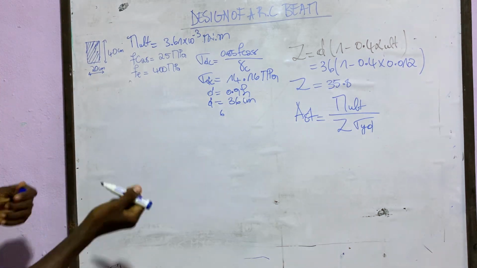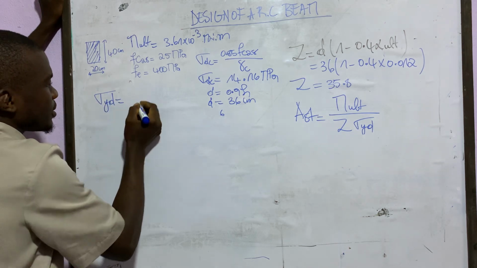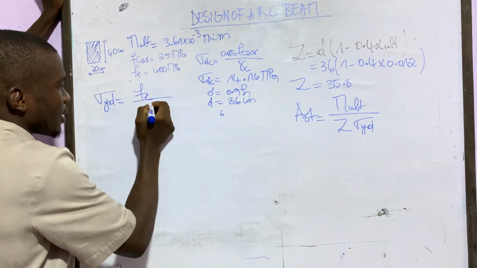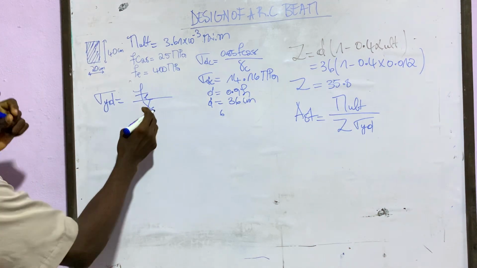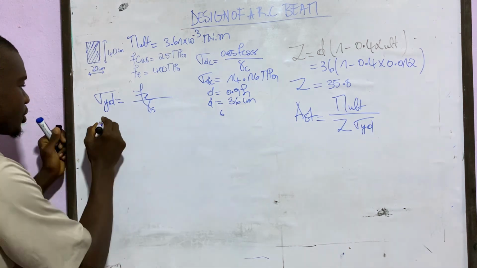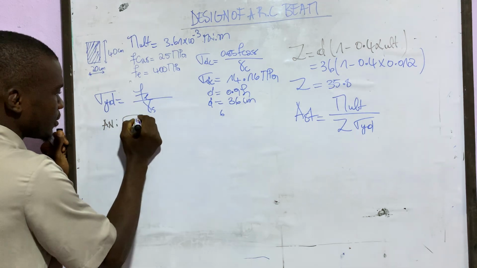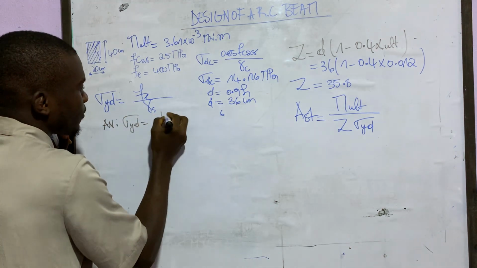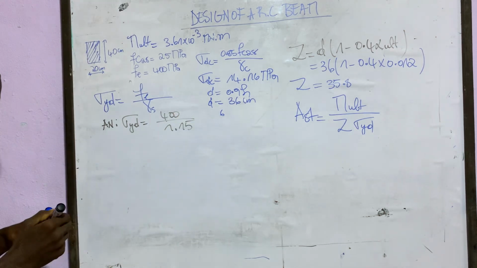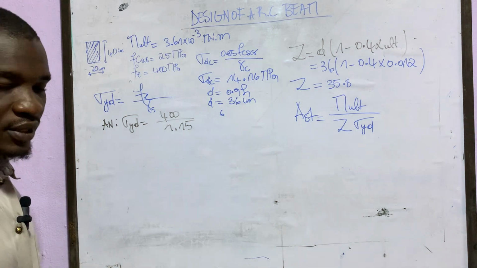Why erasing? Now you can say that the design strength of our steel is equal to what? The elastic strength of our steel, that's 400 megapascal, divided by gamma s, which is the coefficient of safety of the steel. In numerical application, we'll have design strength of the steel equal to 400 megapascal divided by 1.15. The coefficient of safety here is equal to 1.15 for the steel.